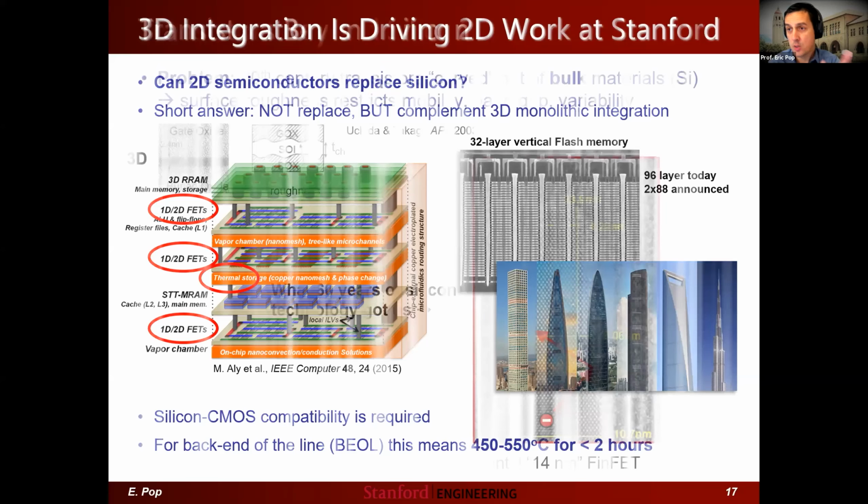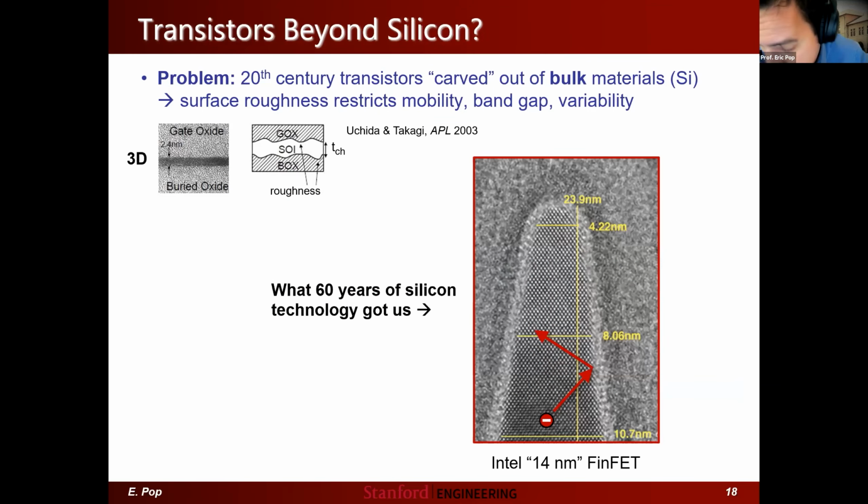Of course, electrical engineers, or at least the electrical engineers in my group, because not everybody in my group is an electrical engineer, are obsessed with silicon. The problem with silicon, of course, is that 60 years of silicon has gotten us almost to single atom transistors. Not there yet, but very close.